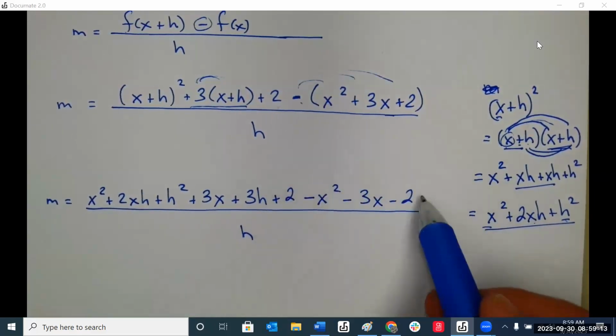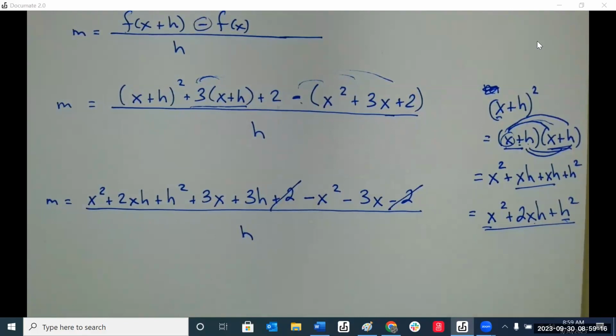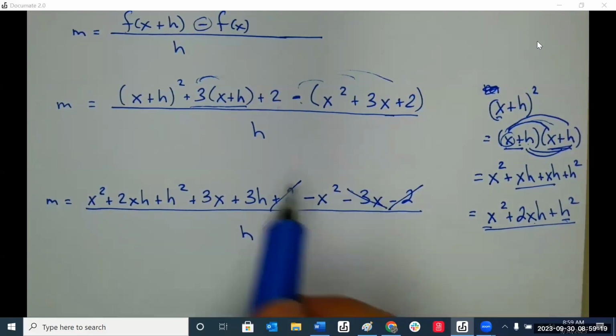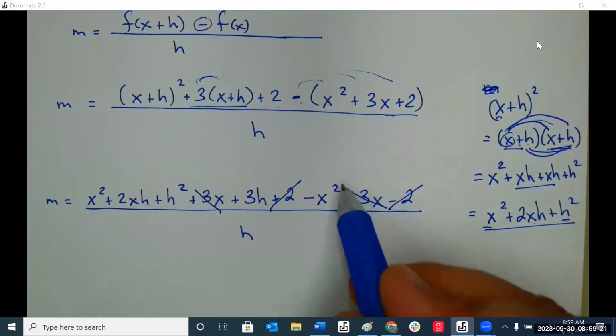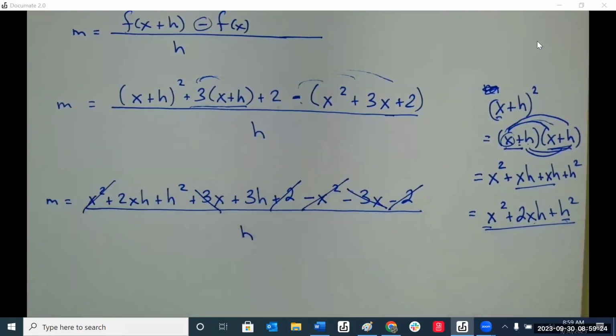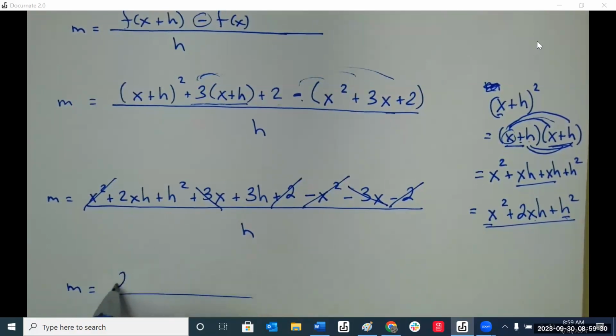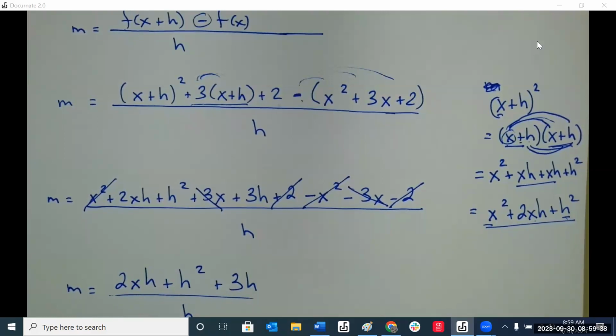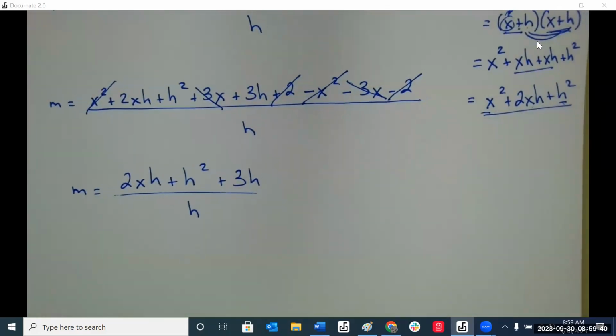Remember, everything after the minus sign: this negative 2 cancels the positive 2. The negative 3x cancels positive 3x. The negative x squared cancels the positive x squared. Two xh plus h squared plus 3h. That's what we have left. And you see, it explodes real quick, then it shrinks real fast as well.